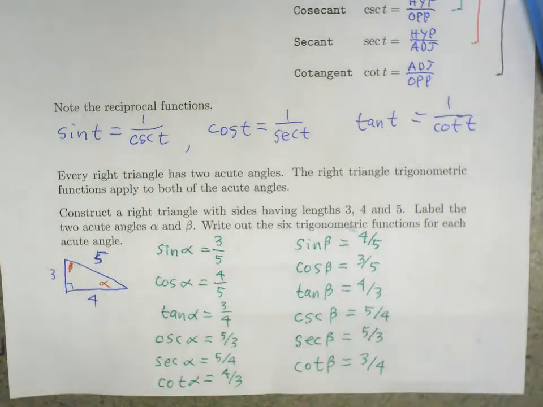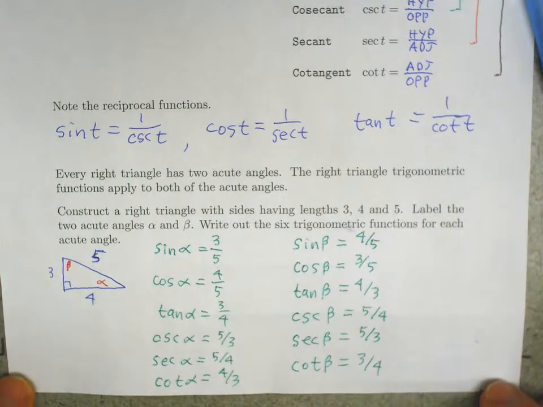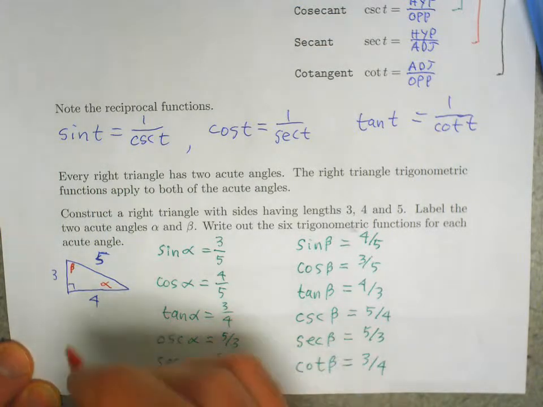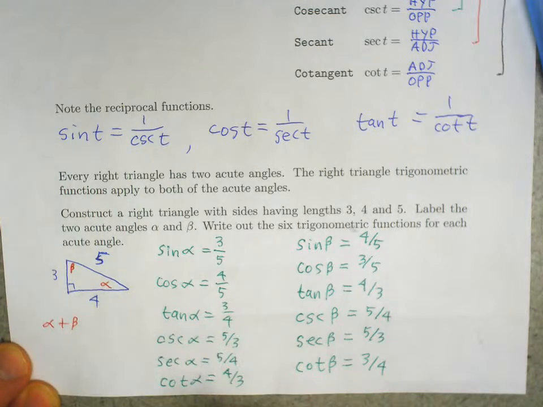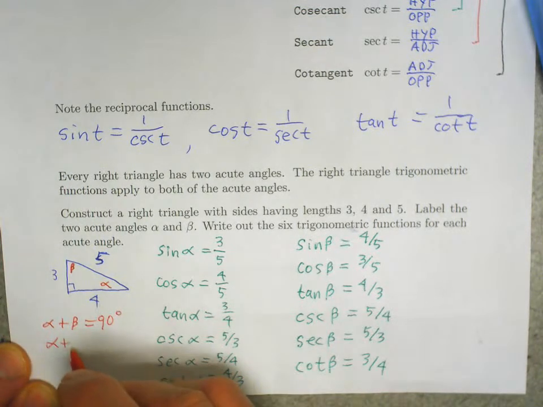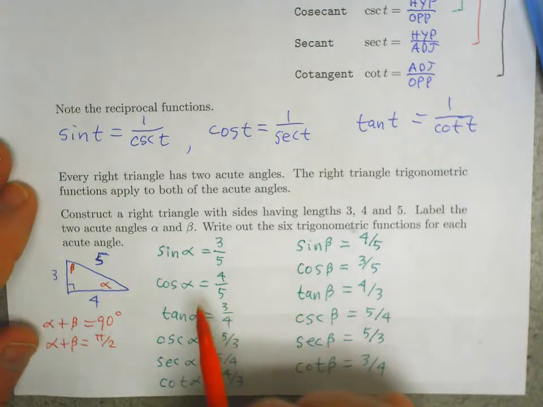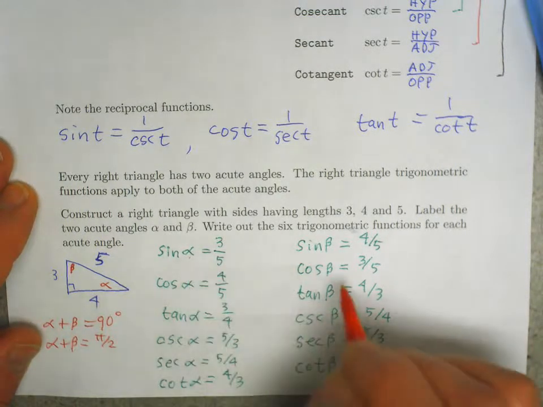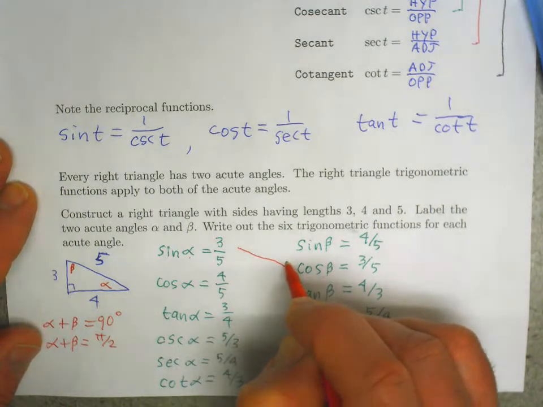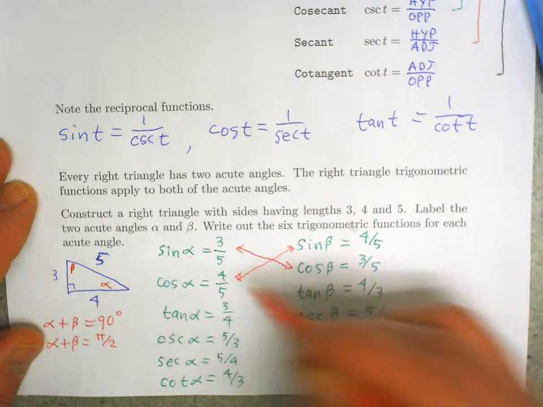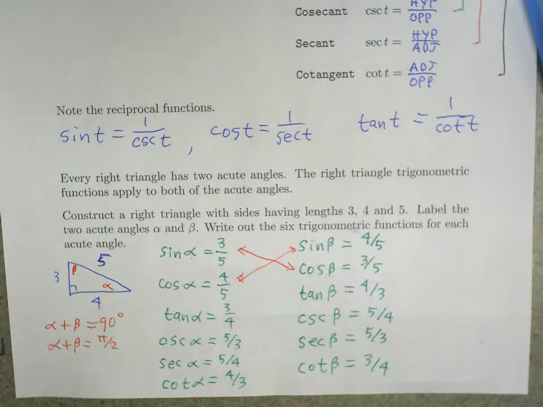Okay, so there are a couple of things here to make sure that you catch. In this right triangle, the two acute angles, alpha and beta, add up to 90 degrees, or you could say they add up to pi/2 radians. And notice that from that right triangle, sine of alpha is equal to cosine of beta, and cosine of alpha is equal to sine of beta. That's not just a coincidence. That sort of thing happens in every right triangle.